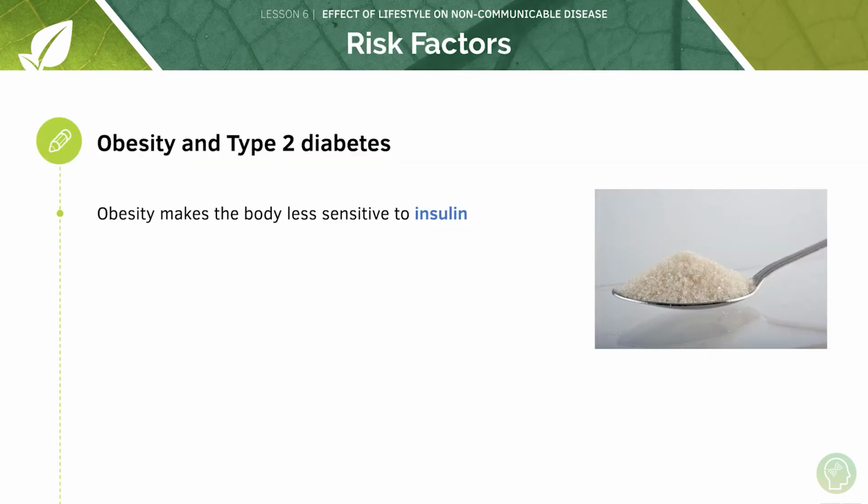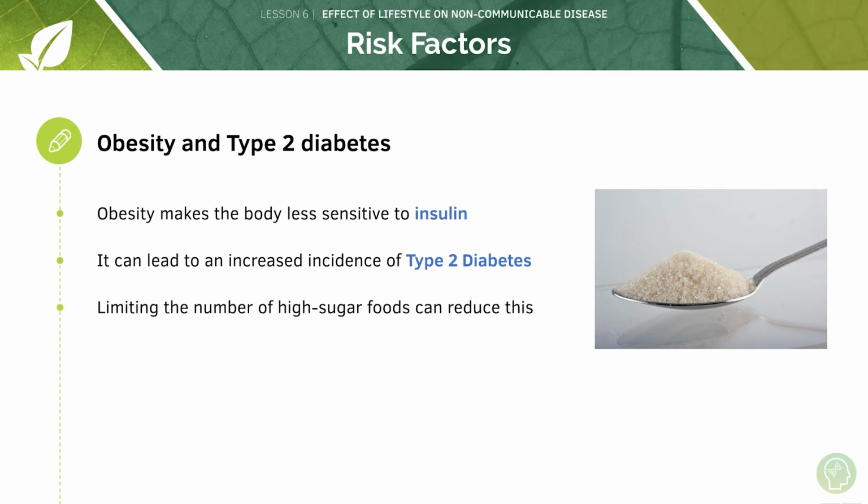So obesity and type 2 diabetes. So obesity makes the body less sensitive to insulin. And insulin is a hormone that's responsible for allowing our cells to uptake glucose from the blood and therefore use it in respiration to produce energy in the form of ATP. So if we don't have enough insulin, or if our body cells are less sensitive to insulin, then we're going to have higher blood glucose because our cells are not efficiently removing the glucose from our blood. So this can lead to an increased incidence of type 2 diabetes.